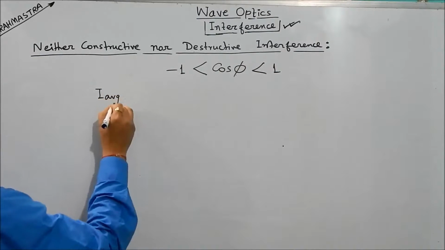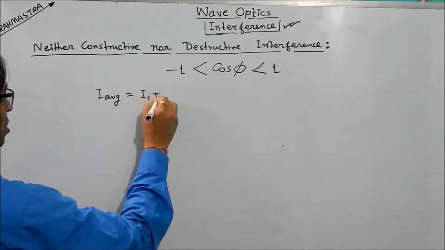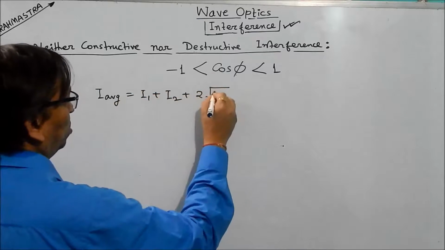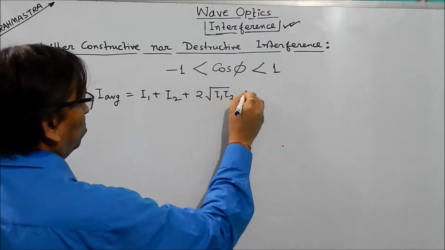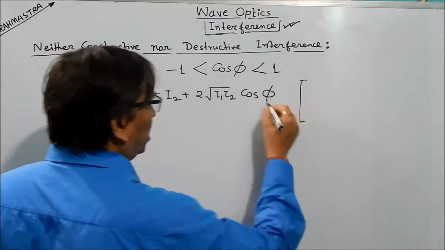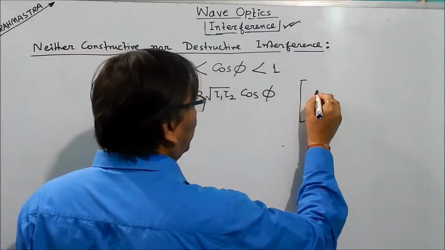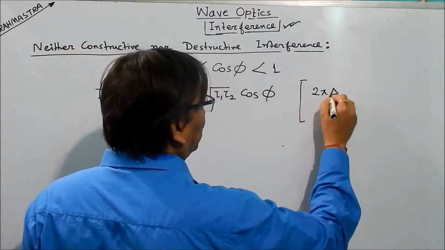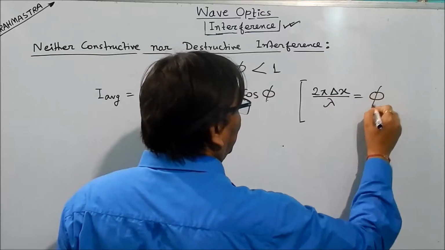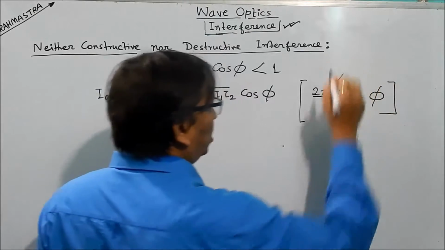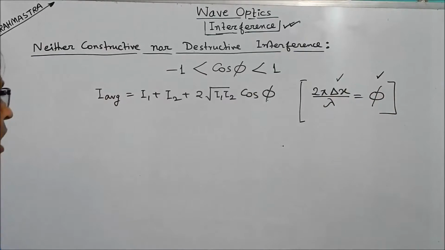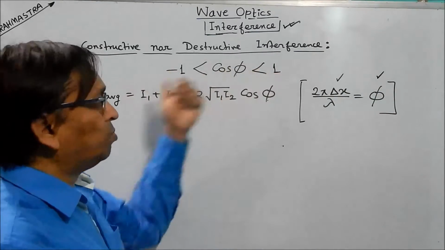I average is equal to I1 plus I2 plus 2 root under I1 I2 cos phi. So if you see my previous class, then you can see that 2 pi delta x by lambda is equal to phi. So this delta x is called the path difference and this phi is called the angular phase difference, and this cos phi is in between -1 and 1.